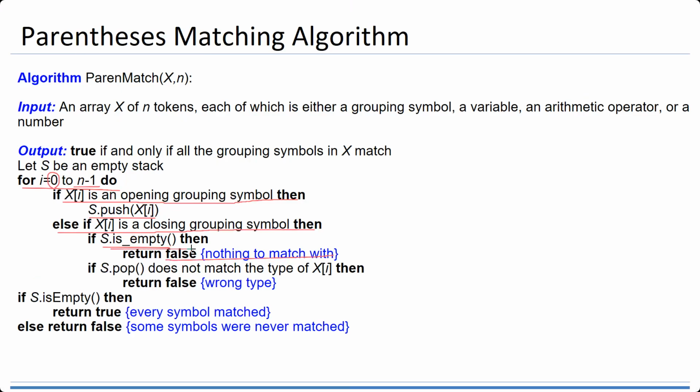If it is not empty, then check. When you pop, check whether it is the same as the xi, so whether it matches with the xi. If it doesn't match, then return false. And then at the end, check whether S is empty or not. If it's already empty, then it returns true. It means every symbol matches. If not, then return false. Some symbols were never matched.